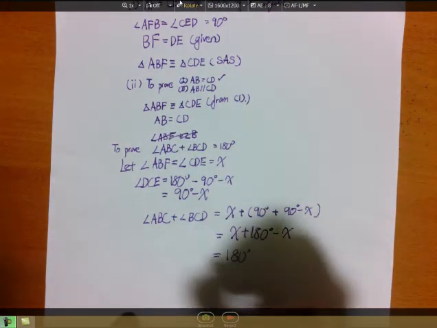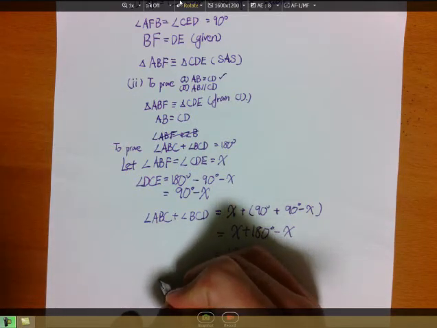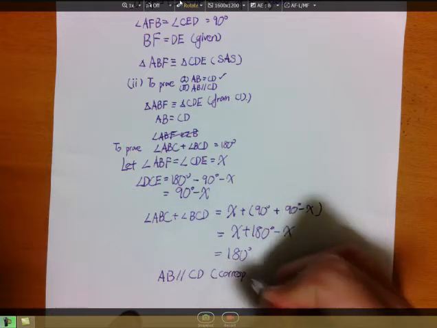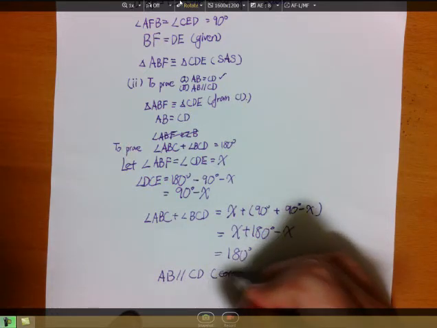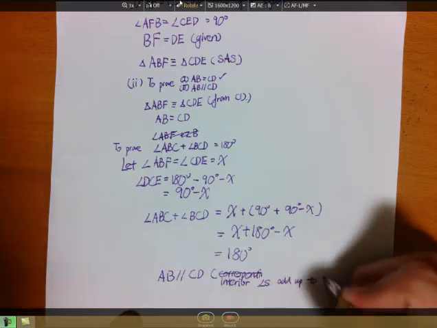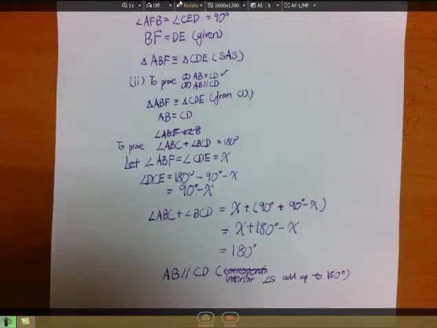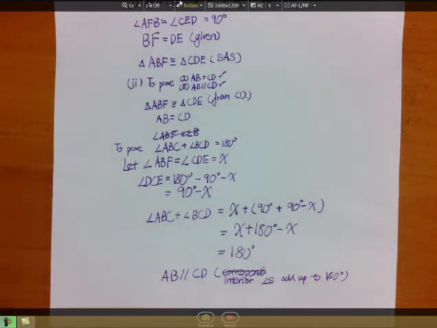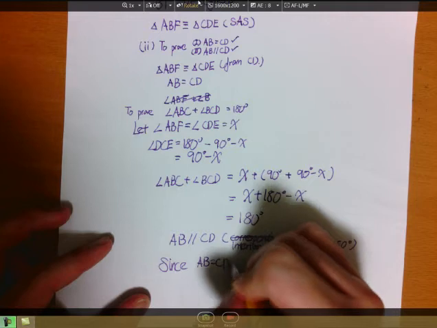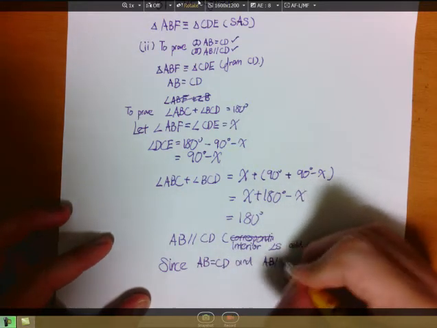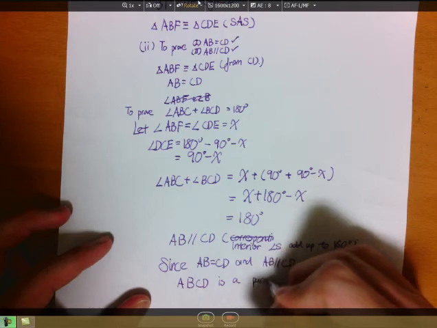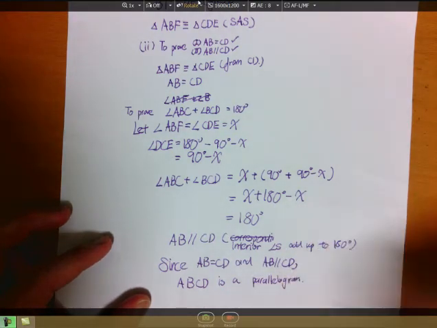So since I proved that these two angles add up to 180 degrees, I can conclude that AB is parallel to CD, by the reason of interior angles adding up to 180 degrees. Therefore, my mission number 2 is complete, where I prove that AB is parallel to CD. So I will write the statement: since AB equals CD and AB is parallel to CD, ABCD is a parallelogram. And I am done with question 2.